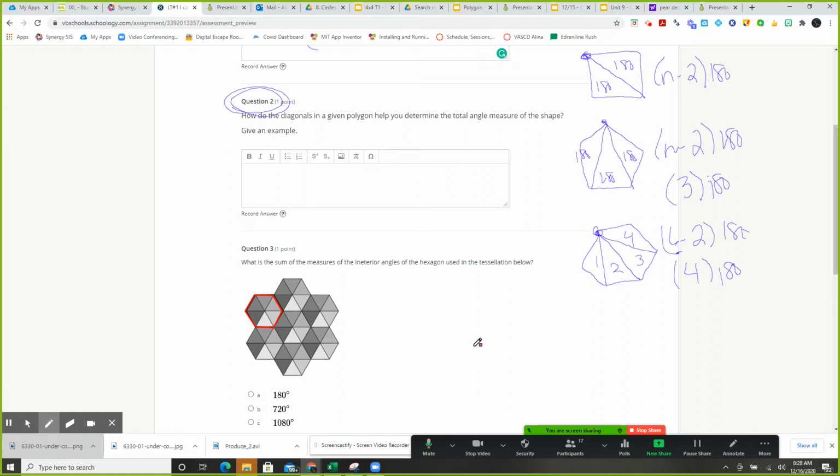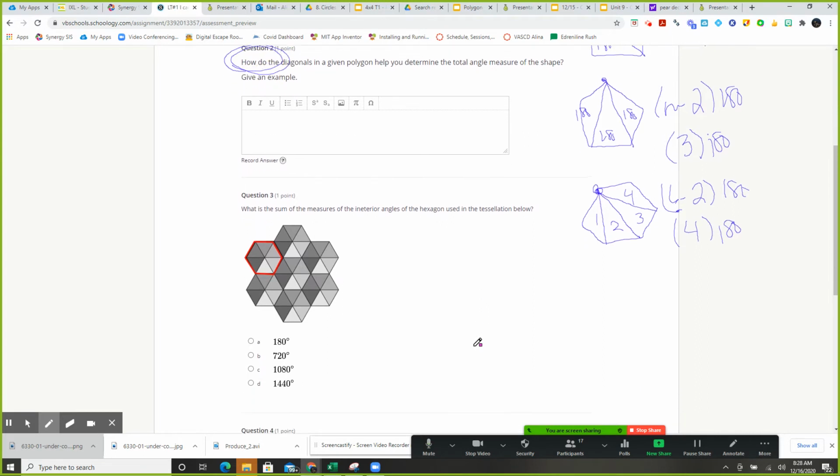I'm giving you a minute so you can type in whatever you want to type in there. This learning target won't give you any answer or any feedback until I grade those two. You need to type something in.